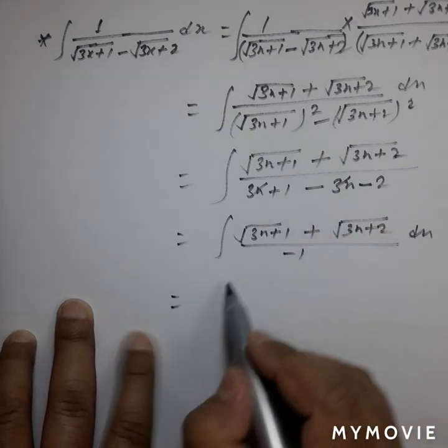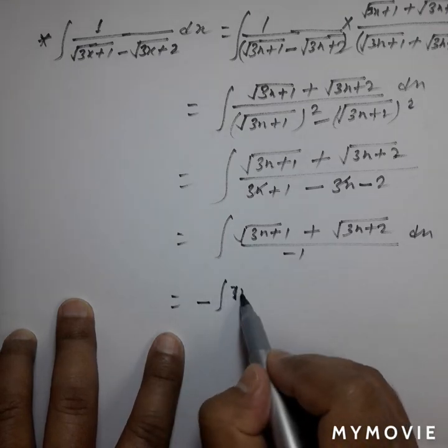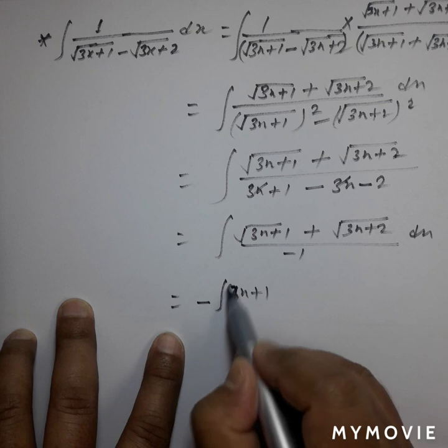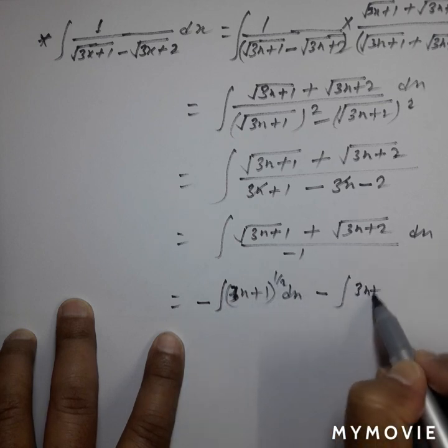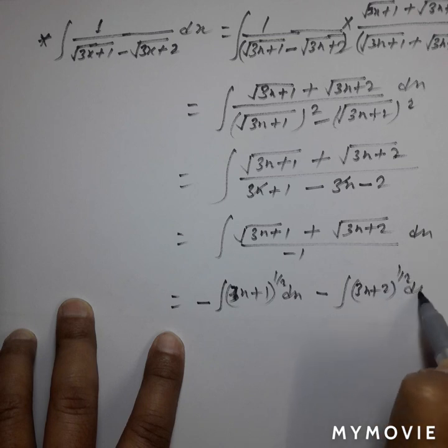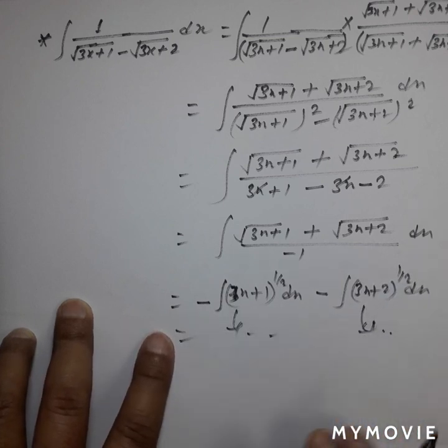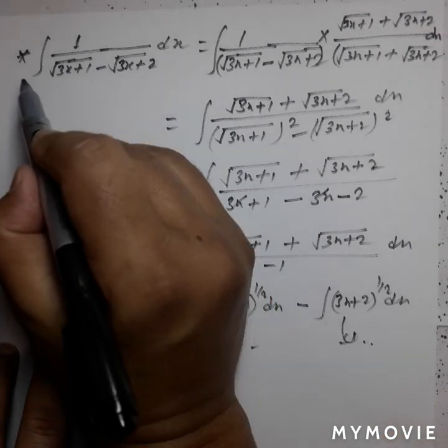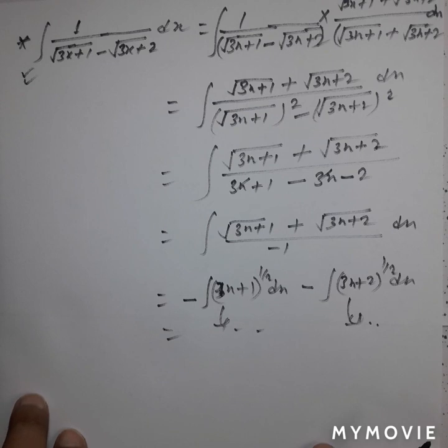Now this minus goes outside, and we can write this as (3x plus 1) whole power 1 by 2 dx minus (3x plus 2) whole power 1 by 2 dx. Now find its integration and its integration, and that will be the answer. This is a very important question. This may come for 2 marks.